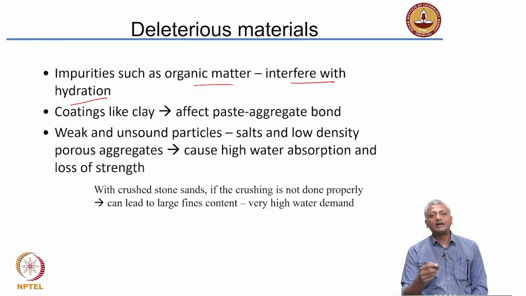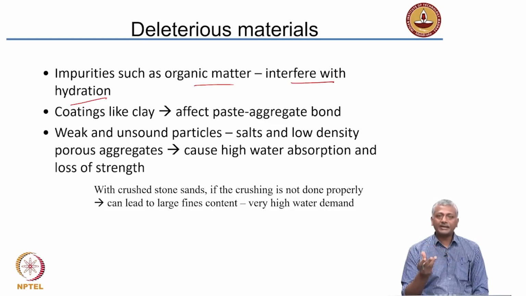For example, you have humus, right. Some organic decaying soil may also be mixed in with the aggregate. You may get plant extracts which may still be mixed in with the aggregate, fibers and stuff like that, right. Those types of things can actually affect the hydration process.